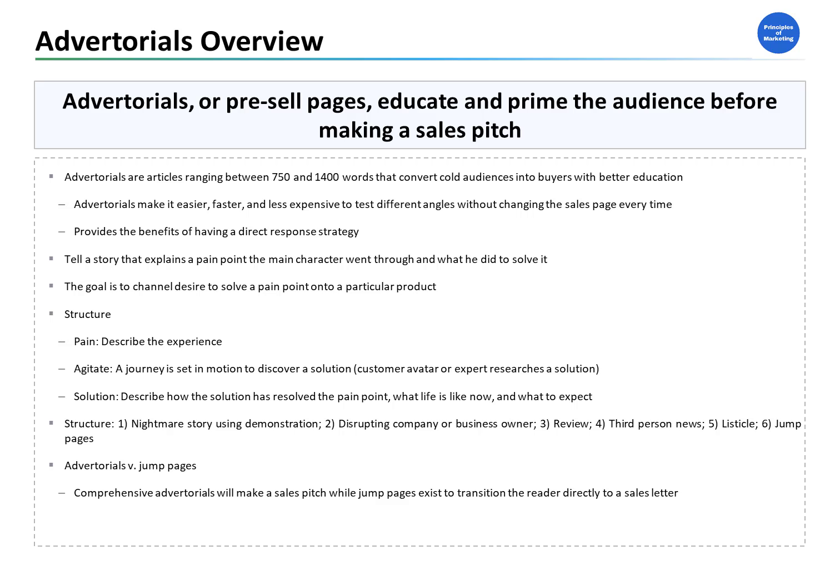And usually the main character is some form of the customer avatar. And they either research and find a solution, or they go to an expert. The expert recommends a solution, or perhaps even a family member or a friend finds a solution for them and recommends it to them. And finally, you get to the solution part of the advertorial where you describe how the solution has resolved their pain points, what their life is like now, and what to expect when you purchase the product. Hopefully, you're explaining how they're going to get the same types of benefits.